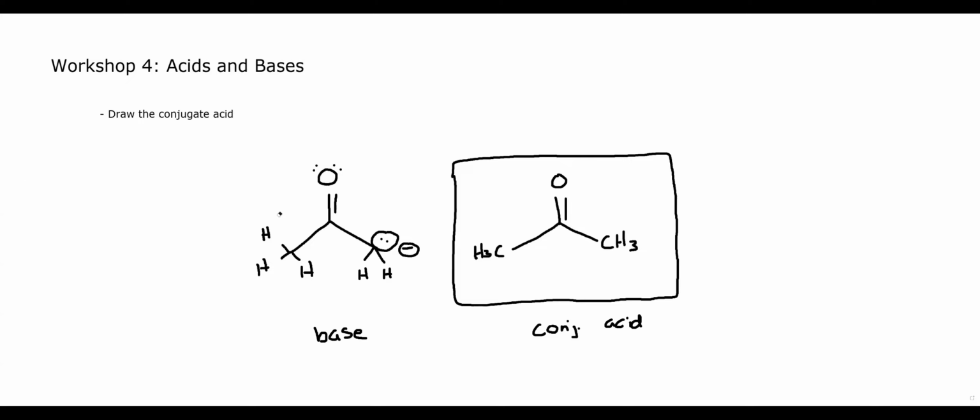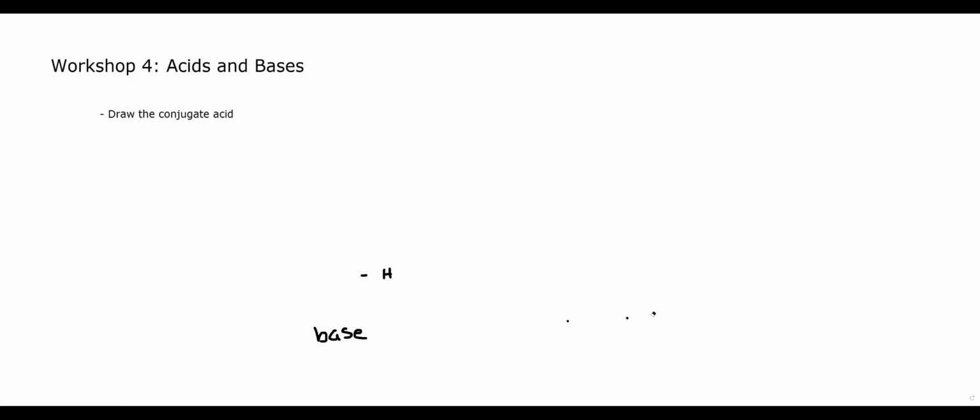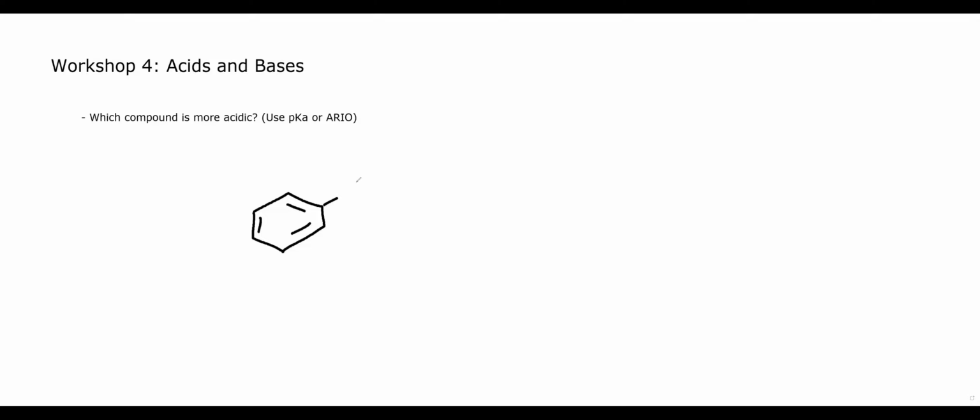All right, now let's step it up a notch. Let's now consider a few different compounds and determine which is more acidic. And to do this, we can use pKa, or we can do a qualitative analysis using ARIO, using our analysis of the atom, resonance, induction, and the orbital. Whichever method you prefer, or if you want to practice both, that would be ideal. But either way is good. Again, if you know the pKa values or you have a chart, that's probably easier. However, understanding the qualitative analysis is also very important and can definitely help you for unique molecules.